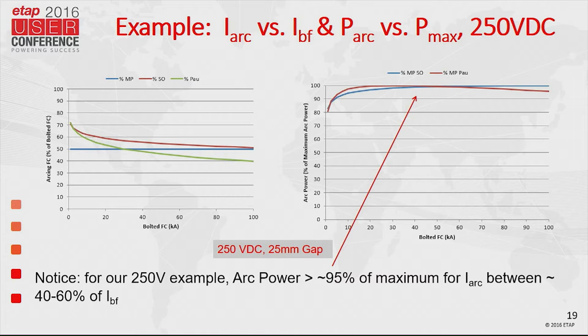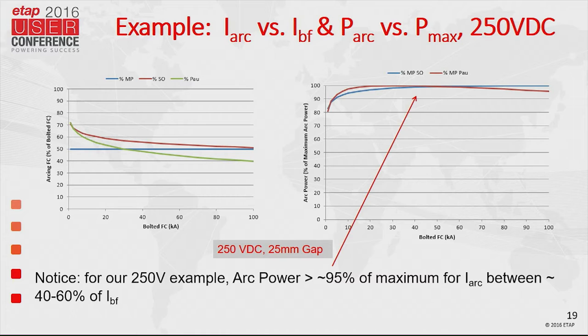The other two models come in actually somewhere near that level. Stokes and Oppenlander is shown in red. The Paukert is shown in green. Over most of the range, they stay within roughly 40 to 60% of the bolted fault current. What that means is the arcing fault current calculated by those models is 40 to 60% of whatever the maximum bolted fault current level was in that circuit.